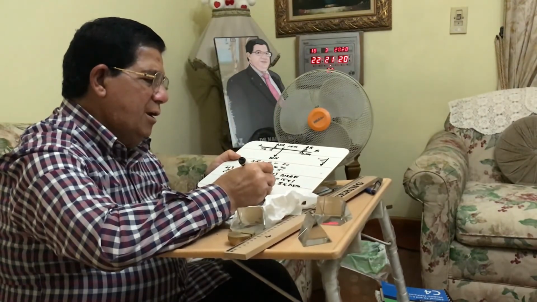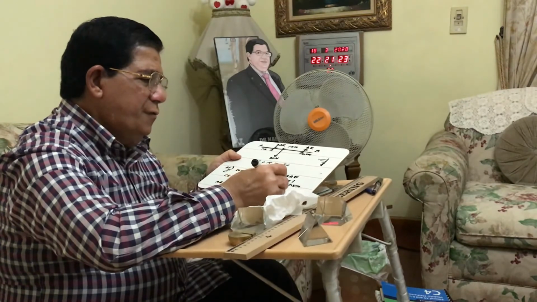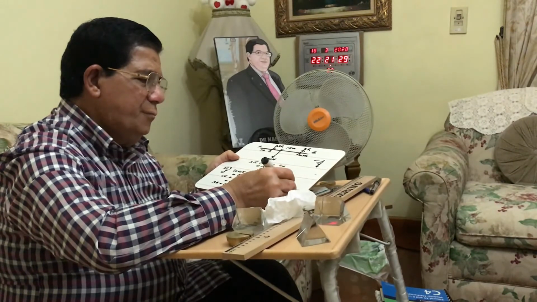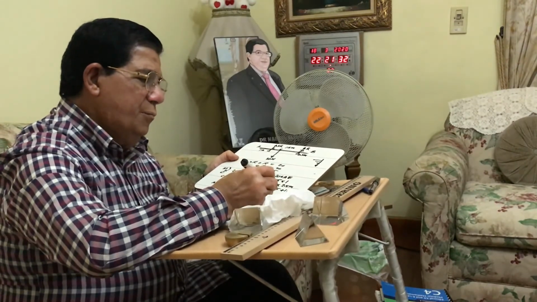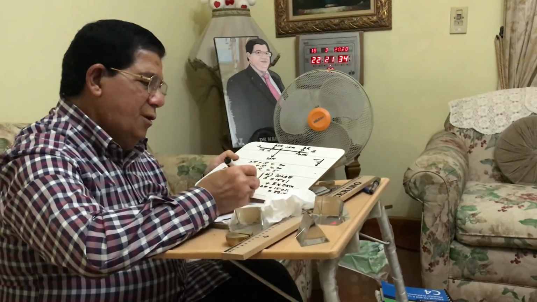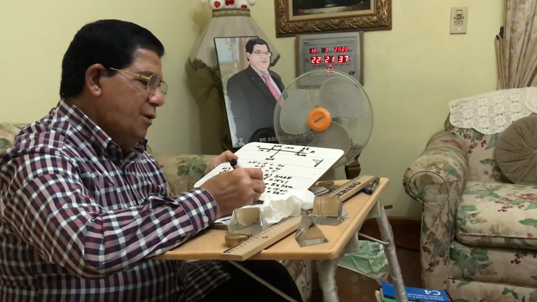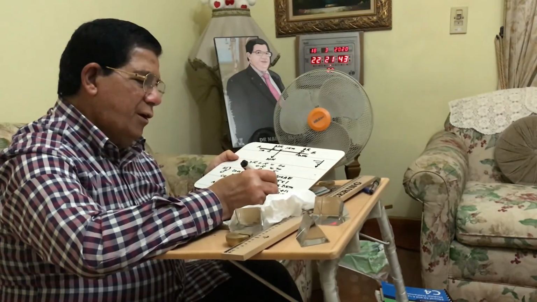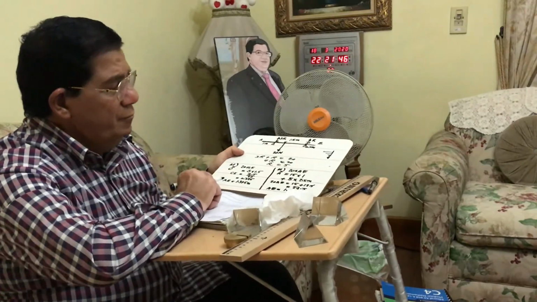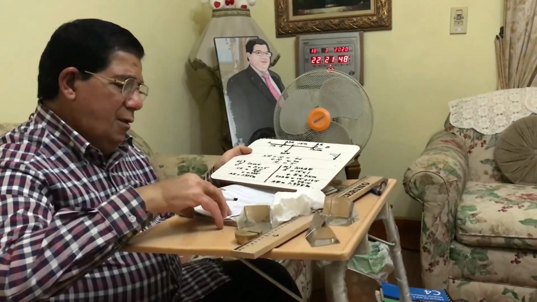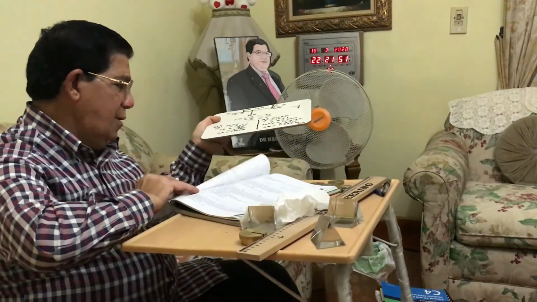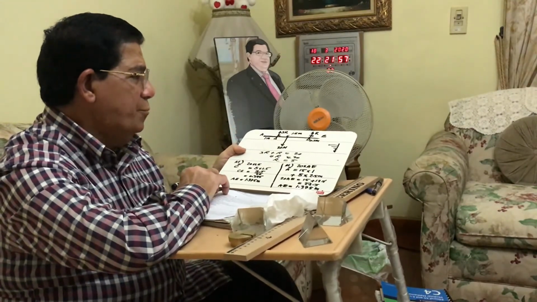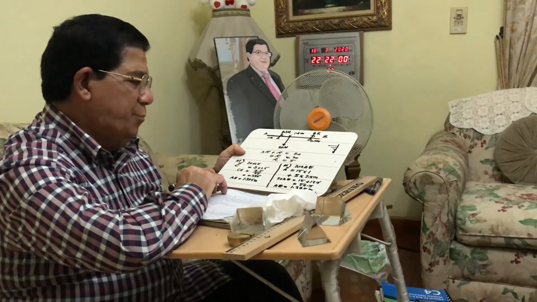So 20 AE equals 15 plus 12.5, which is 27.5. So what is the distance AE? 27.5 over 20, 1.375 meter. This is the end of all the examples in the chapter.